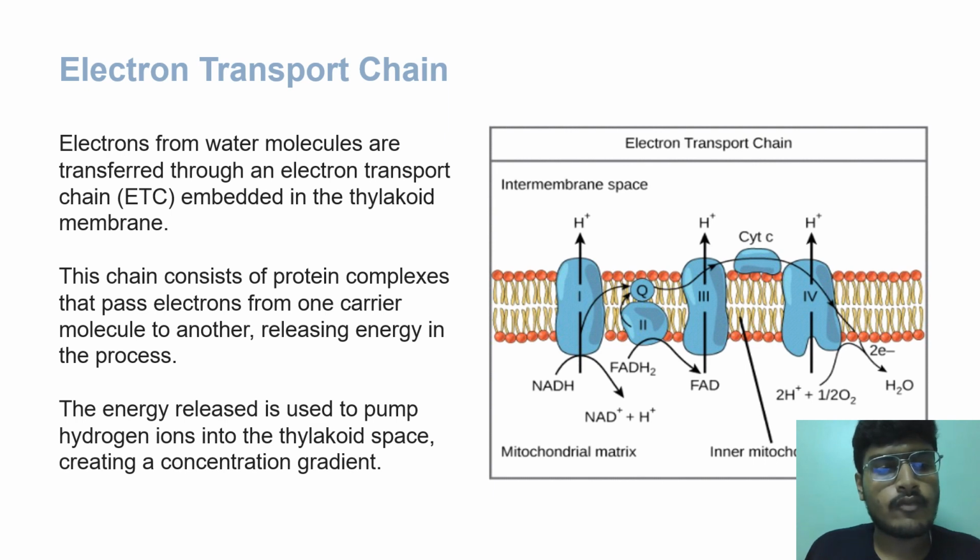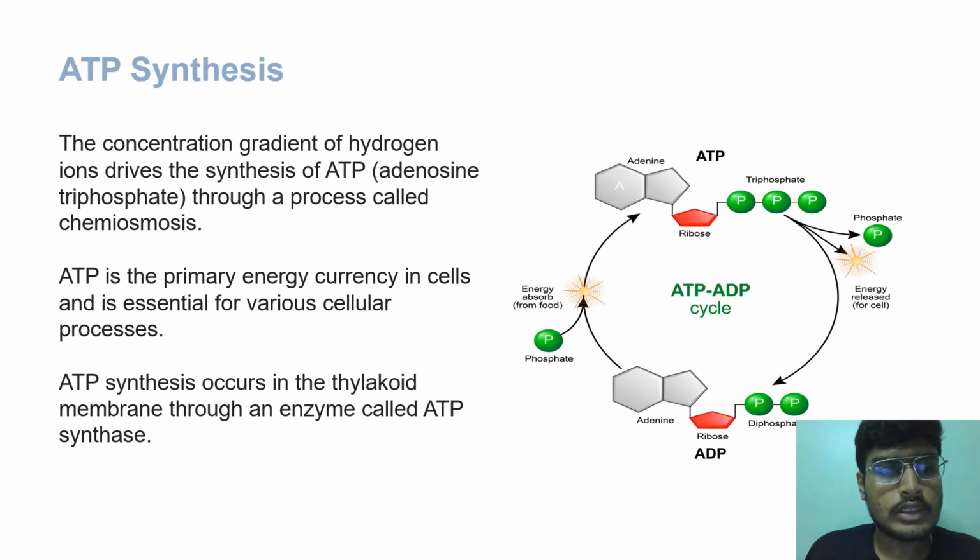Electrons from water molecules are transferred through an electron transport chain (ETC) embedded in the thylakoid membrane. This chain consists of protein complexes that pass electrons from one carrier molecule to another, releasing energy in the process. The energy released is used to pump hydrogen ions into the thylakoid space, creating a concentration gradient. And the next is ATP synthesis.